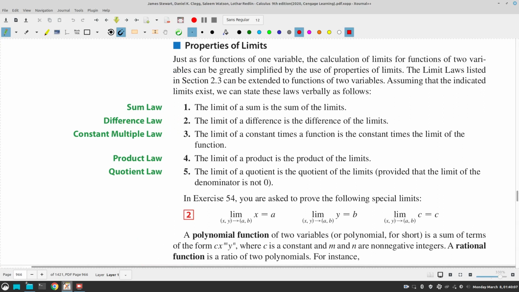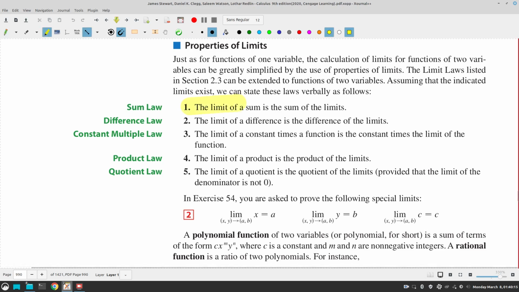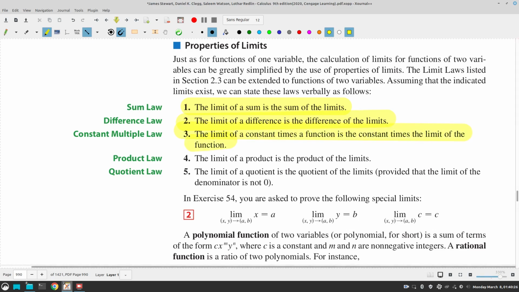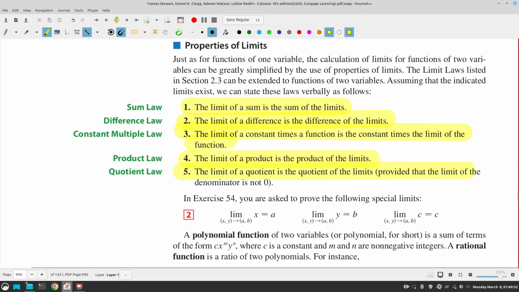Assuming that the individual limits exist, the limit of a sum is the sum of the limits, the limit of a difference is the difference of the limits, the limit of a constant times a function is the constant times the limit of the function, the limit of a product is the product of the limits, and the limit of a quotient is the quotient of the limits, provided the limit of the denominator is not 0.